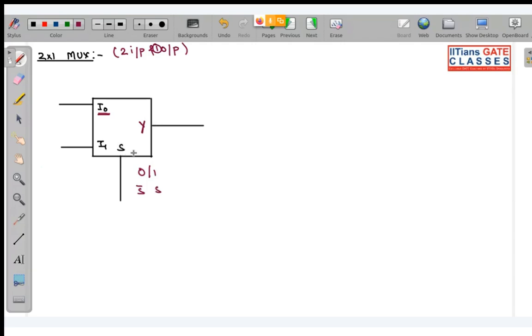One selection line means what? There is only one variable. So if there is only one variable, we have possibly two states. So two states can correspond or link only two inputs. So how do we write the expression? It can be like Y is equal to, whenever it is S complement, I naught will be selected. Now I naught can be anything. I naught can be 0, it can be 1, it can be a string of binary number, it can be anything in binary. I am not defining that. I am defining it in a generalized way as I naught.